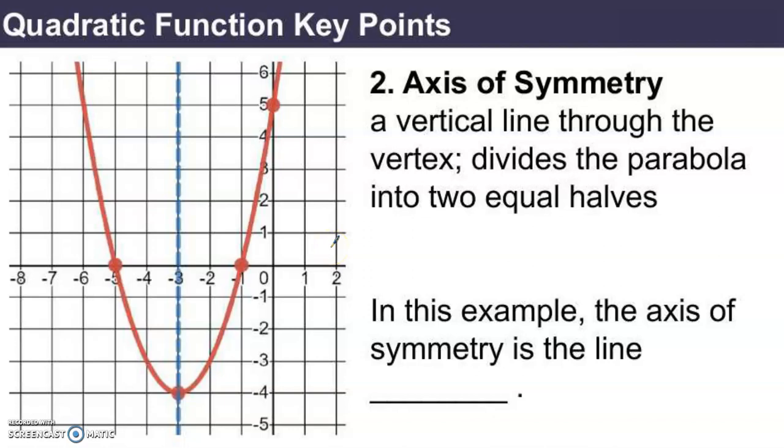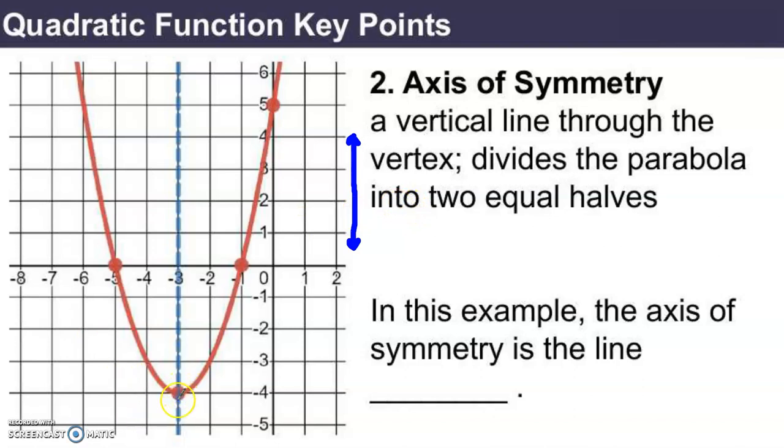Now, another important feature, and really I know it says key points up here, this is not really a point, it's not really part of the graph, is that every parabola will have an axis of symmetry. It's a vertical line through the vertex, vertical meaning straight up and down, like this. It's not part of the graph, but it does divide the parabola into two equal halves. It's a line of symmetry for the quadratic function.